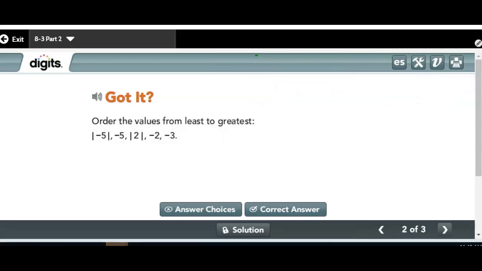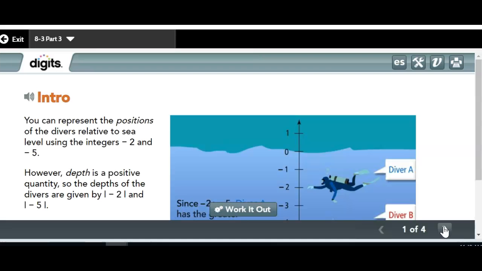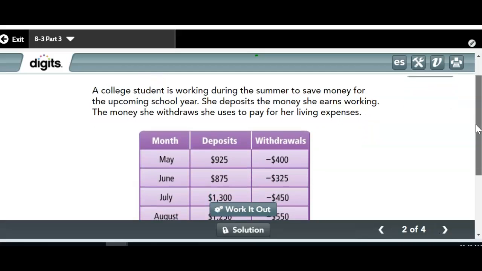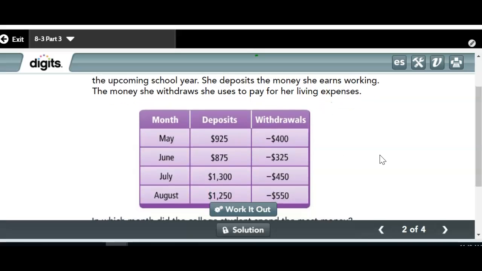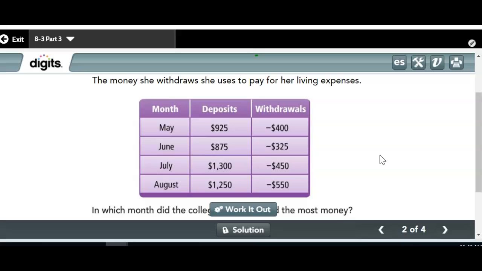All right, go ahead and turn your paper over to the back. It says a college student is working during the summer to save money for the upcoming school year. She deposits the money she earns working. The money she withdraws, she uses to pay for her living expenses. If you notice, this stuff is expensive. Okay. All right. Month May, she deposits $925.